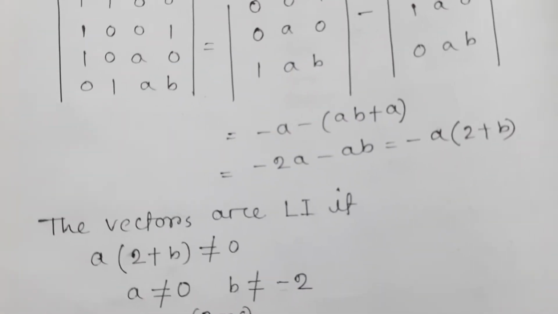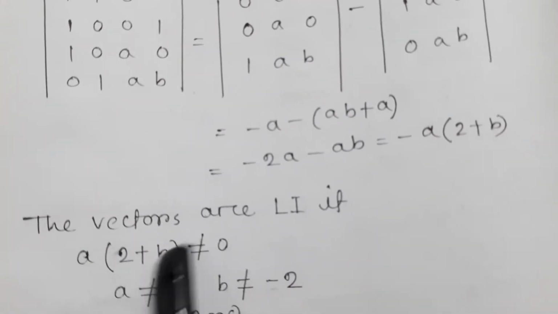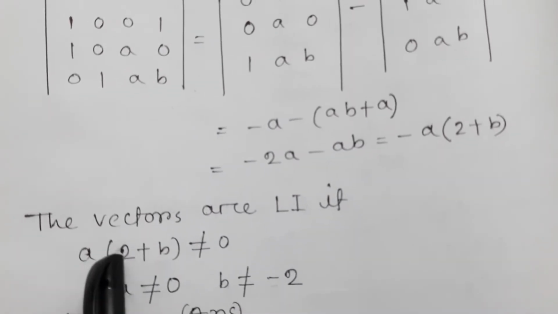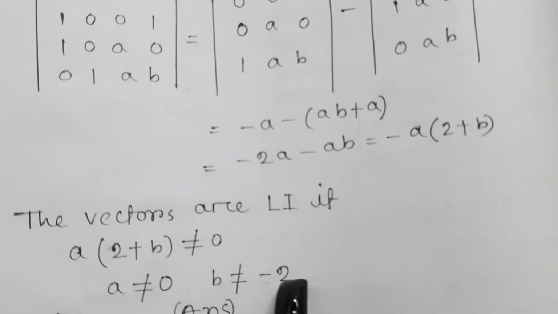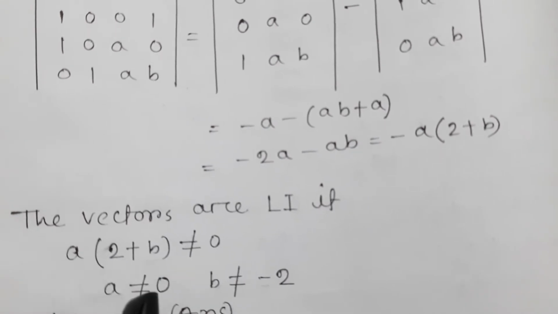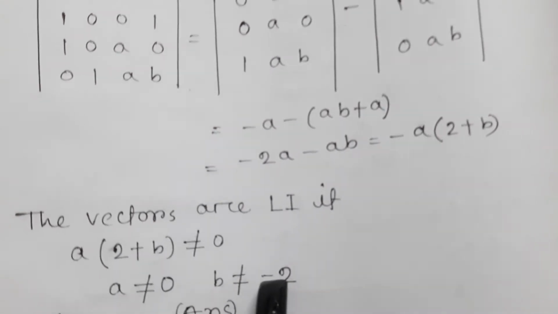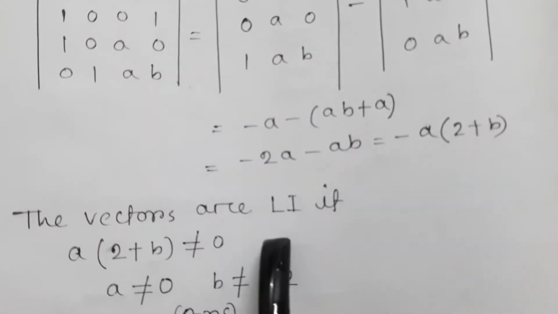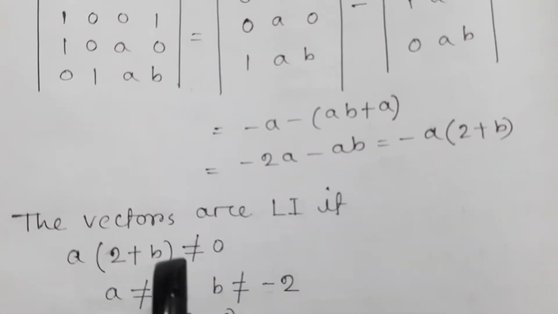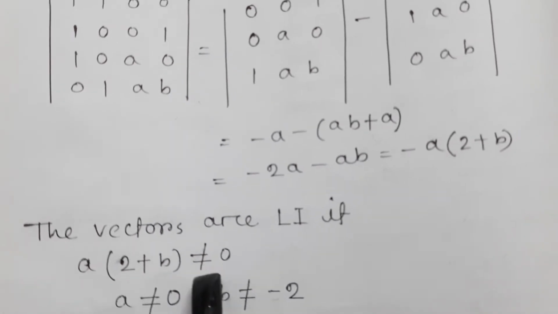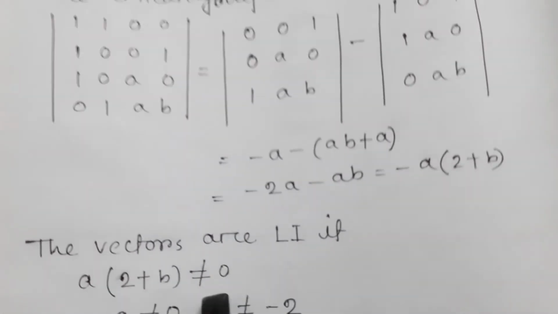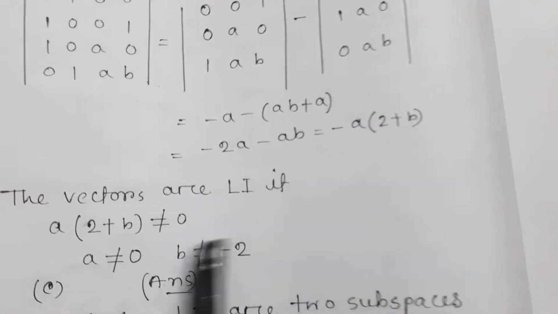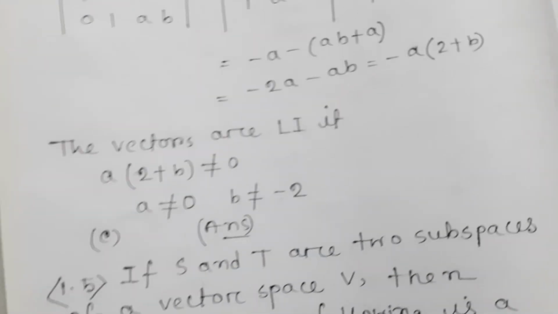Okay, that means the determinant is 0 unless a is not equal to 0 and 2 plus b is not equal to minus 2. If a is not equal to 0 and b is not equal to minus 2, then a into 2 plus b is obviously not equal to 0. Then the determinant is not equal to 0, that means a unique solution, that means linearly independent. So these two are our conditions, that means option number C.